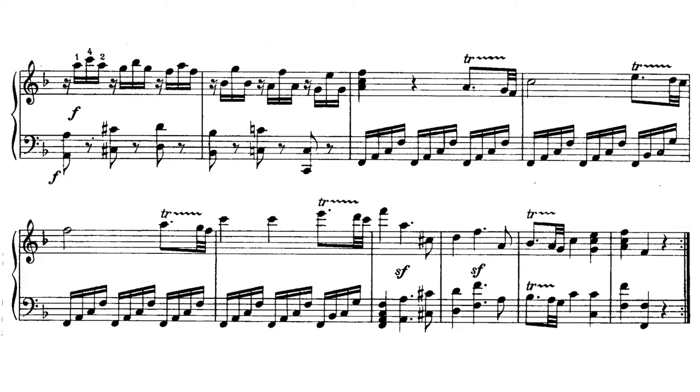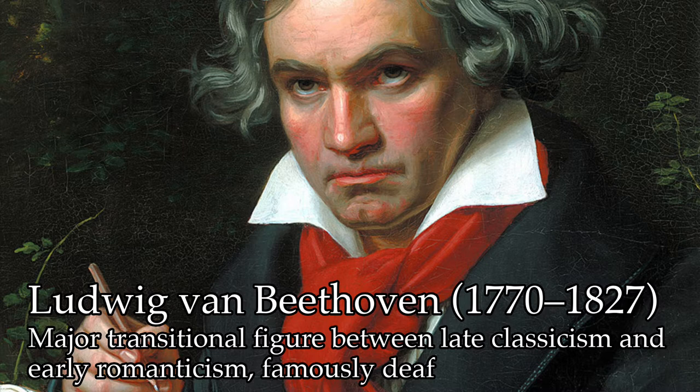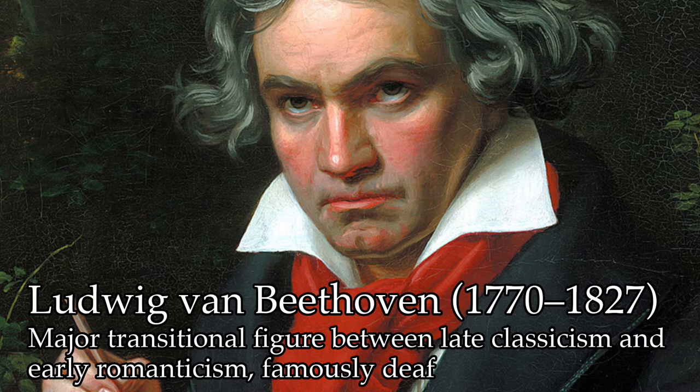Up until around 1800, it was common to repeat the exposition section, but also to repeat the development and recapitulation sections as an entire block. Beethoven changed this. Having grown up with the music of Haydn and earlier classicists, he was in a position to fully explore all the frameworks that they'd set up, mostly by pushing on the edges.